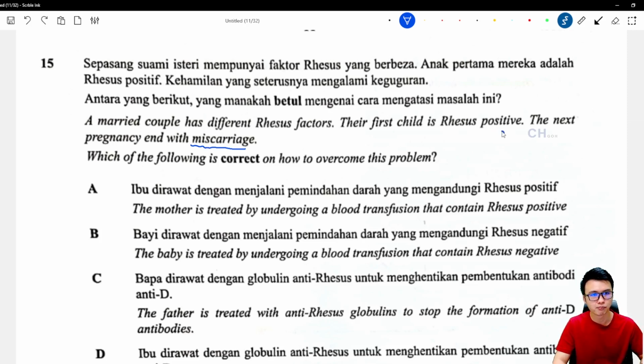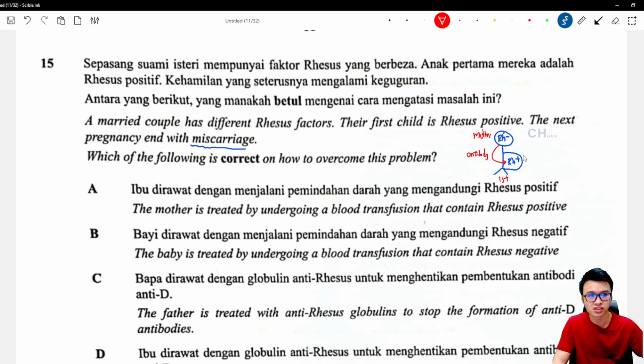So let's say the mother is rhesus. It should be rhesus negative, since the question didn't mention, and the baby should be rhesus positive. So with rhesus negative and positive, the body of the mother will detect the rhesus positive here, and then start producing the antibody to attack the blood in the baby, in the fetus. But it's okay because the first time, the concentration of the antibody is not that much. So normally the first baby will have no problem with that.